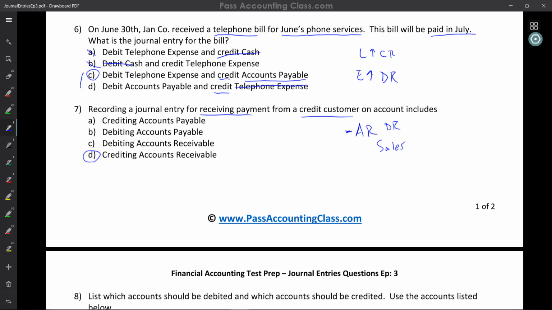So we wouldn't debit accounts receivable because that means that they would owe us more money. And accounts payable has nothing to do with this transaction because we're dealing with a customer and receiving money from a customer. Accounts payable represents amounts we owe to creditors. So I'm going to cross those out. So the answer there is D.